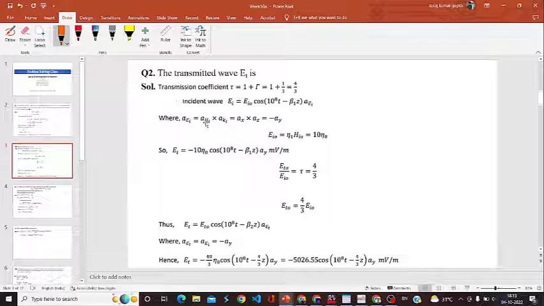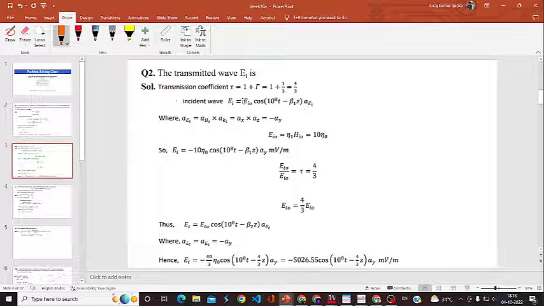In the previous problem we can see that the magnetic field is oriented along the ax direction, whereas the wave is propagating along the z direction. So the electric field is oriented along the minus ay direction. Basically, by using the cross product of ax and az, I am finding out in which direction my electric field is oriented. So it is oriented along minus ay. Now we have found the direction.